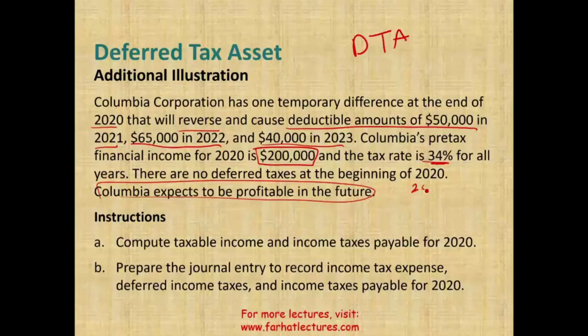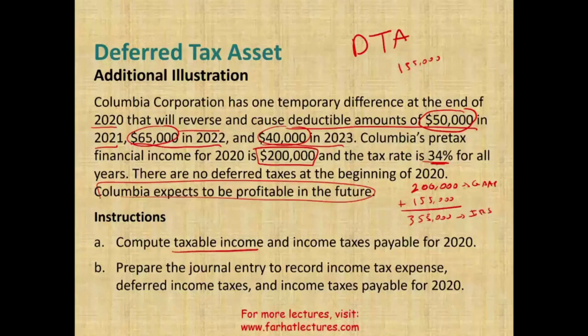Can you compute taxable income? Hopefully you can. You have 200,000 for GAAP. Now, as far as the IRS is concerned, you are losing a deduction this year of 50,000, 65,000, and 40,000. In total, 50,000 plus 40 equals 90, plus 65 equals 155. You are losing a $155,000 deduction this year that's going to reverse in future years. It means that if this is GAAP, your IRS income must be way higher than GAAP because you're not taking those deductions. Therefore, I have to add those future deductions for this year. Your taxable income for IRS purposes for this year is 355.